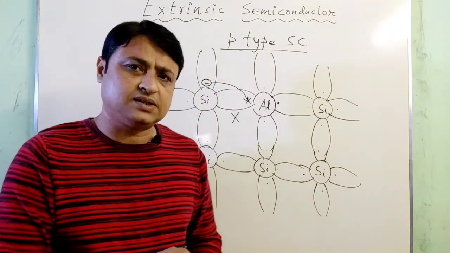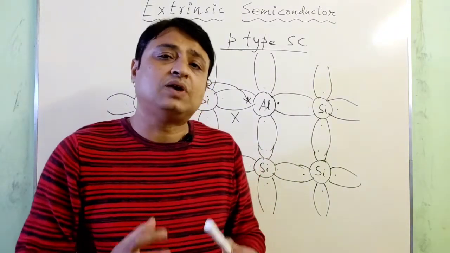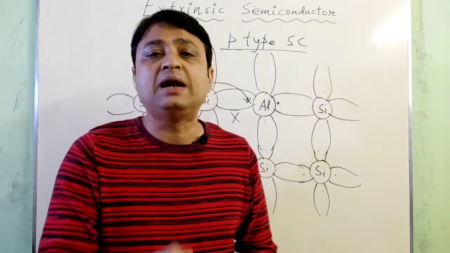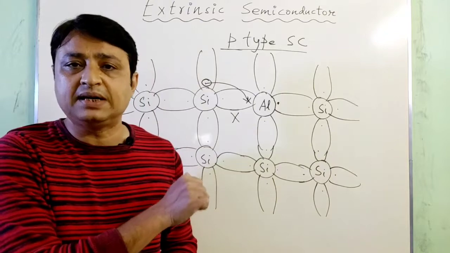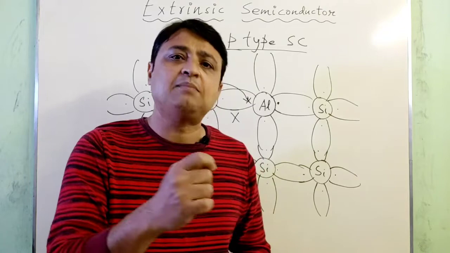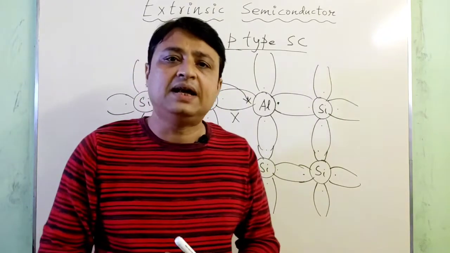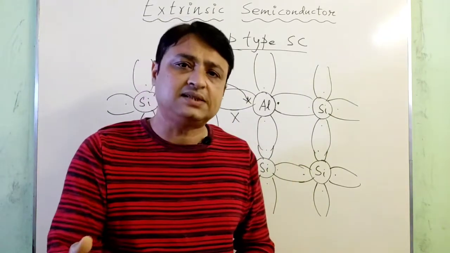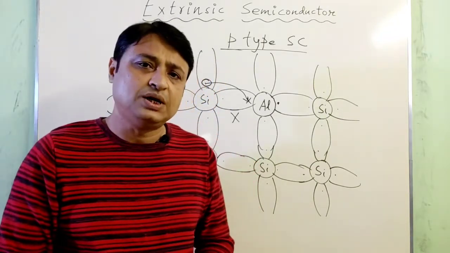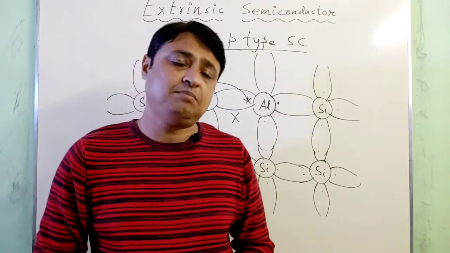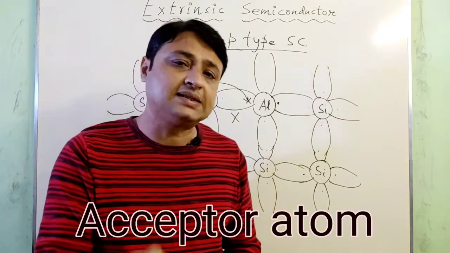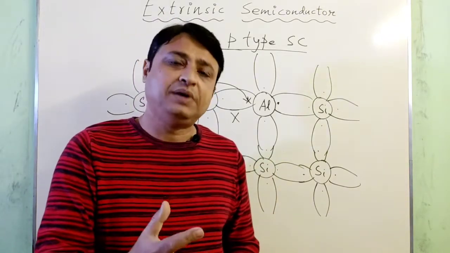Again the question arises: what is the purpose of aluminium, or what is the contribution of aluminium inside this semiconductor crystal? As you can see, the aluminium atom has received an electron from an adjacent covalent bond of the rest of the silicon structure. So the aluminium atom can be treated as an acceptor type of dopant, or an acceptor atom.